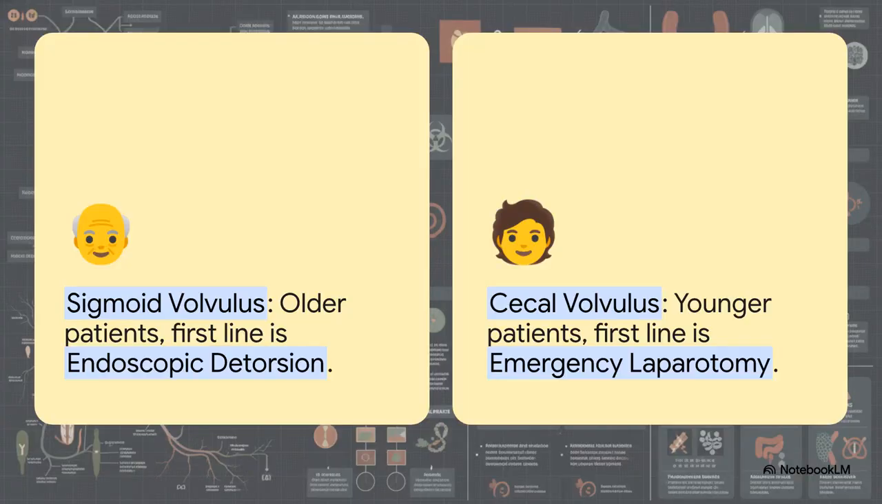You've got to tailor your management based on demographics and what you see on imaging. An older patient with a sigmoid volvulus, assuming they're stable and don't have peritonitis, gets endoscopic detorsion via flexible sigmoidoscopy first. However, a younger patient with a cecal volvulus, they require an emergency laparotomy right out of the gate because endoscopic decompression is simply less effective and the risk of ischemia is way too high.